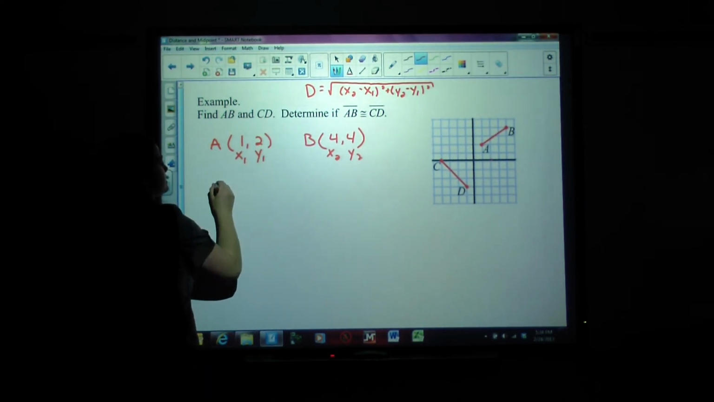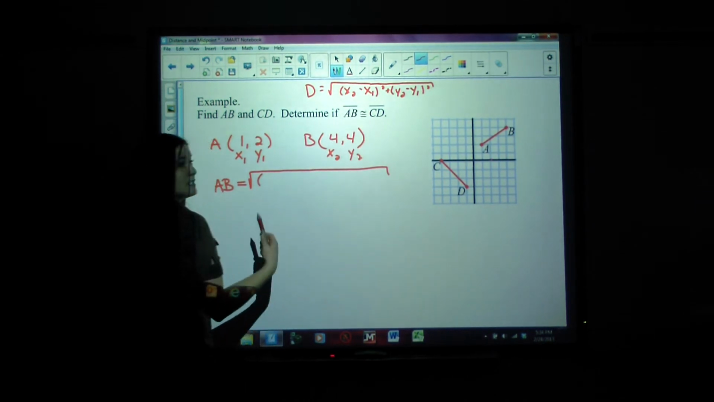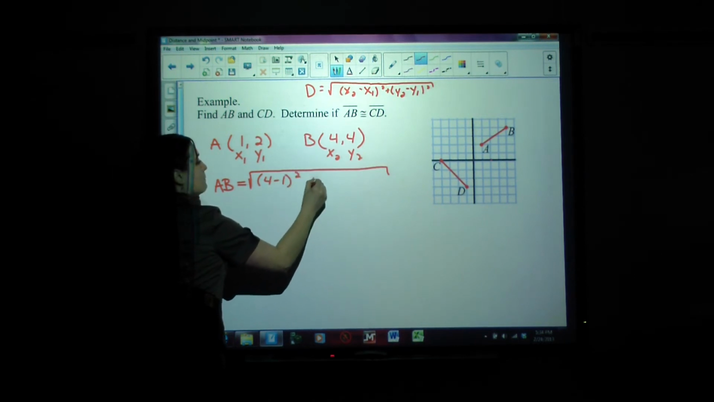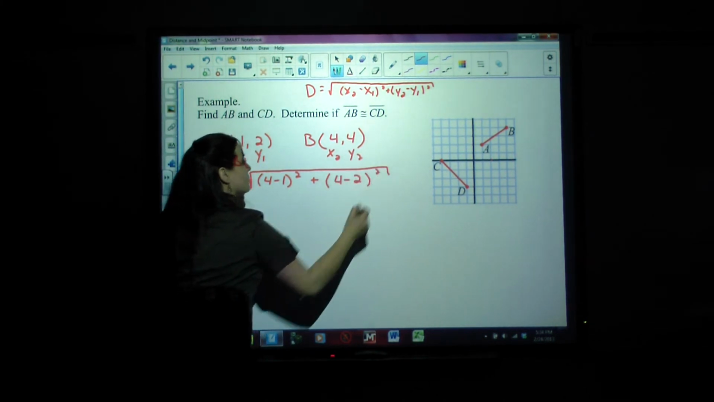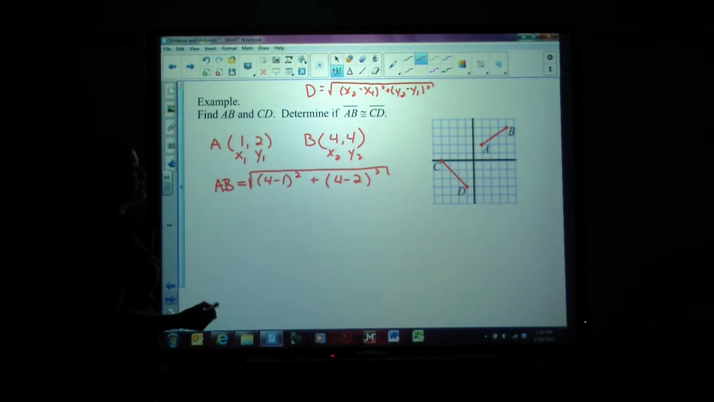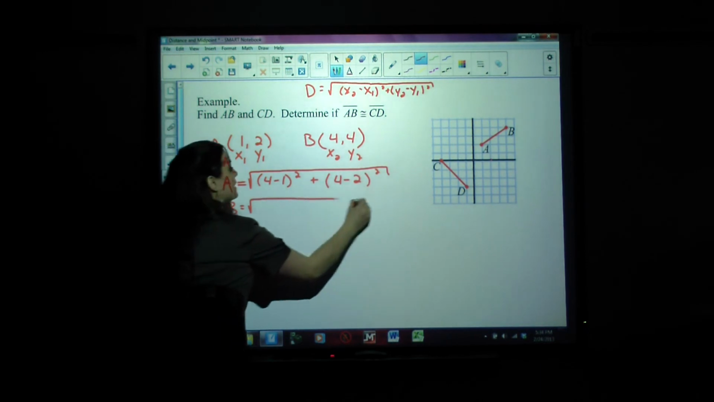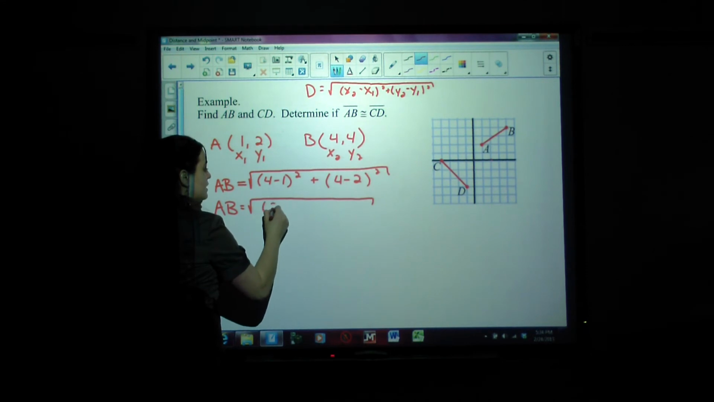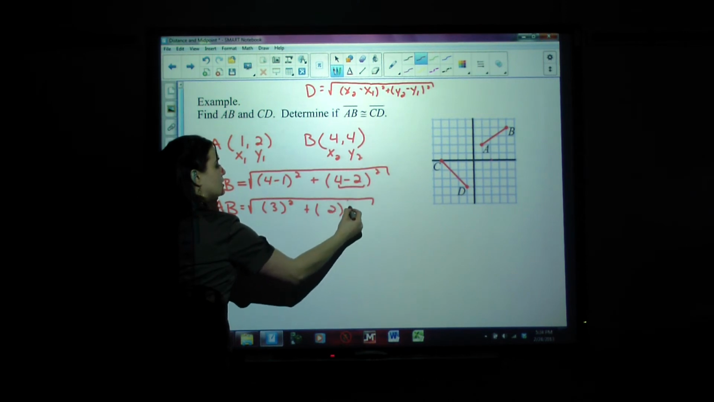So if we plug that into the distance formula, the length from A to B is going to be the square root of x2 minus x1. So let's find the difference in our x's. We're going to take 4 minus 1 squared plus the difference in the y's squared, 4 minus 2 squared. Okay, now all we have to do is simplify. If we remember our order of operations, the first thing we should do is parentheses. So 4 minus 1 is 3 squared plus 4 minus 2, which is 2 squared.